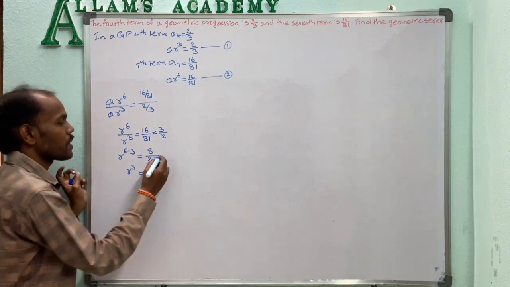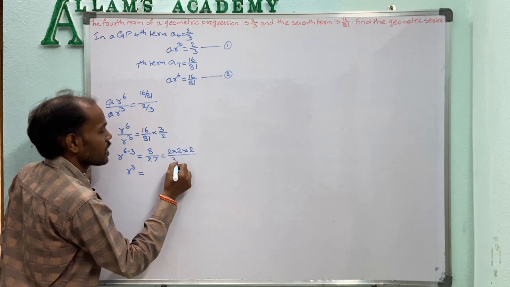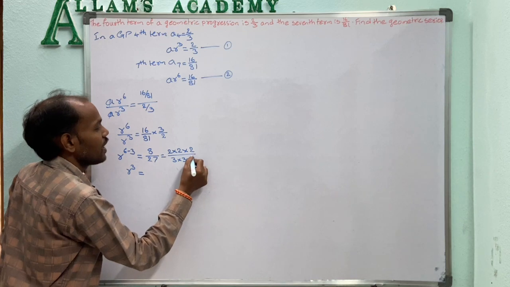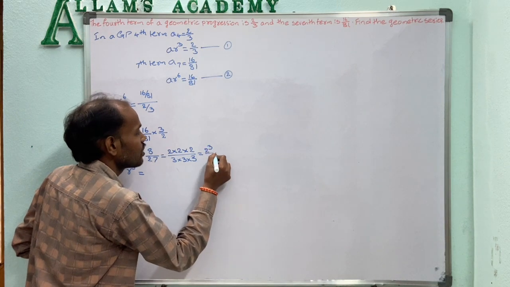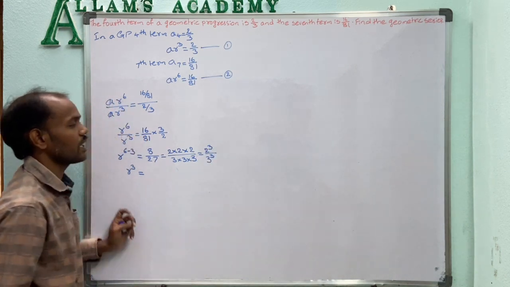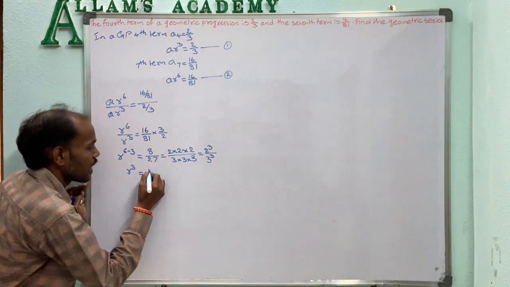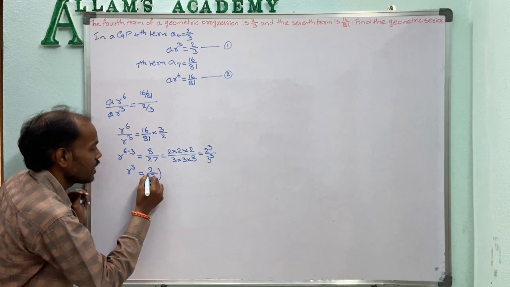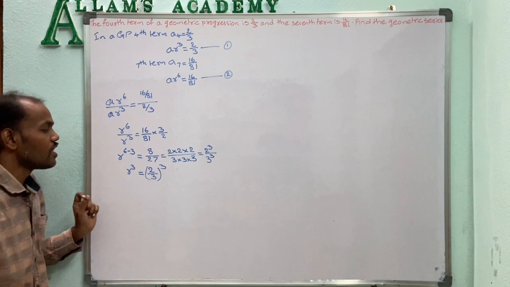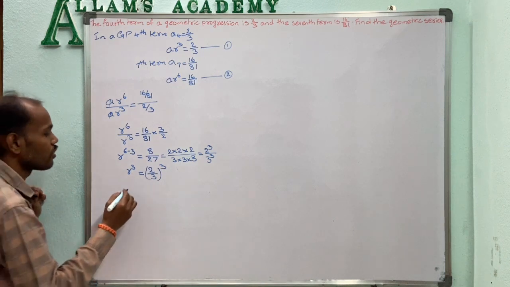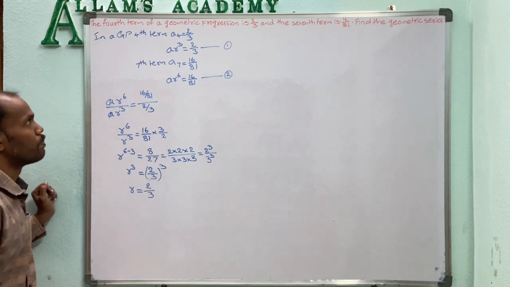Now 8 can be expressed as 2 times 2 times 2, which is 2^3, and 27 can be expressed as 3 times 3 times 3, which is 3^3. Since a^m / b^m is (a/b)^m, we can write (2/3)^3. So (2/3)^3 is equal to r^3. Here the exponents are the same, so the bases are also equal. So the common ratio r is 2/3.